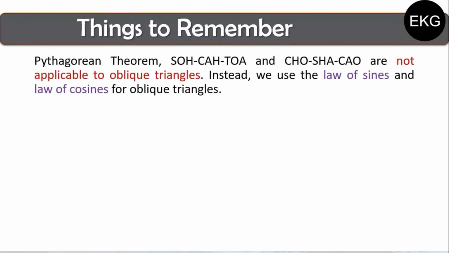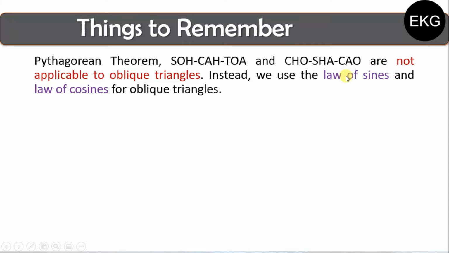Next, things to remember when dealing with oblique triangles. So first is the Pythagorean theorem, yung SOHCAHTOA and yung Shoshakou na pinag-aralan natin last time, are not applicable to oblique triangles. So instead, we use the law of sines and law of cosines for oblique triangles. So isantabi muna natin yung napag-aralan natin na mga formulas last time, and we focus on these two equations to solve these kinds of triangles. So kailangan ma-emphasize natin yun or matandaan natin yun when solving these kinds of triangles.